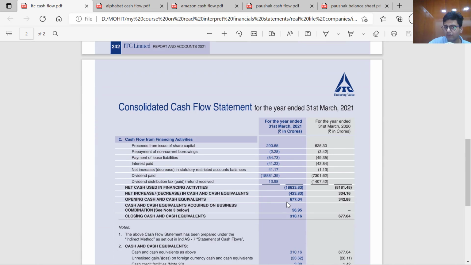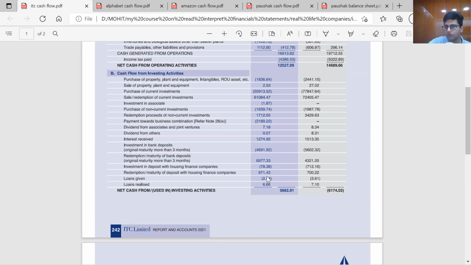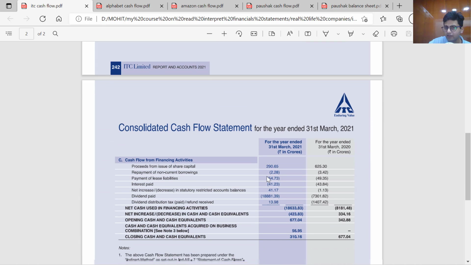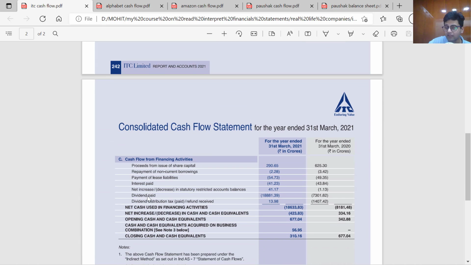And see what happened in the financing activities. We have some share capital of 290 crores issued, some lease liabilities paid, some interest paid. But look where the majority of the cash flows have been used. Almost all the cash flows of operating and investing activities have been used in paying dividends to its shareholders.